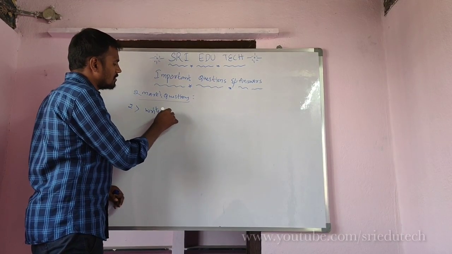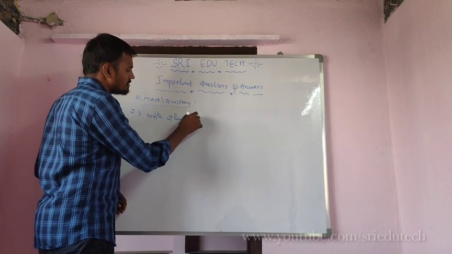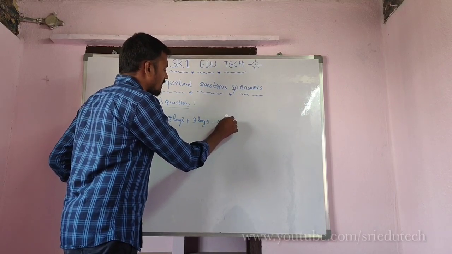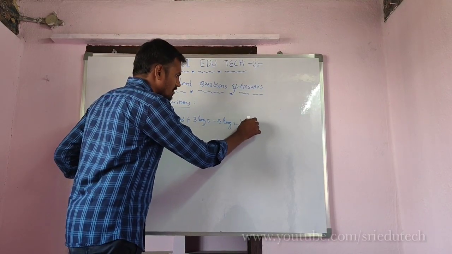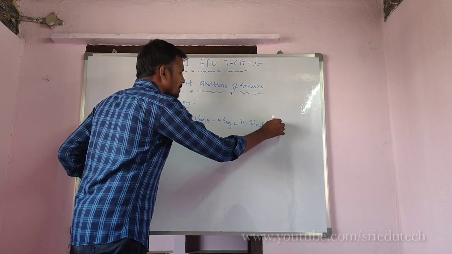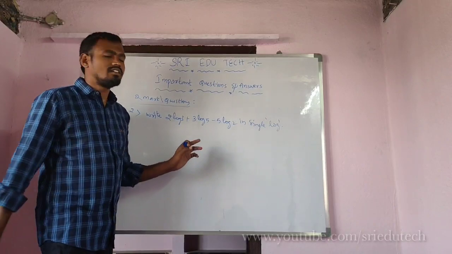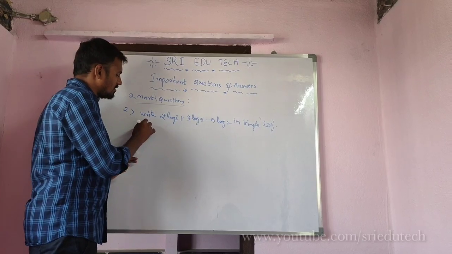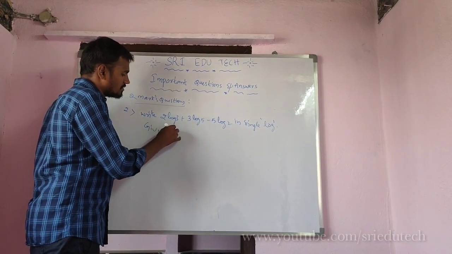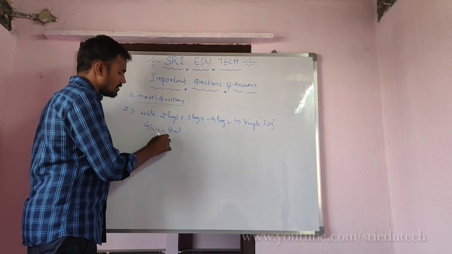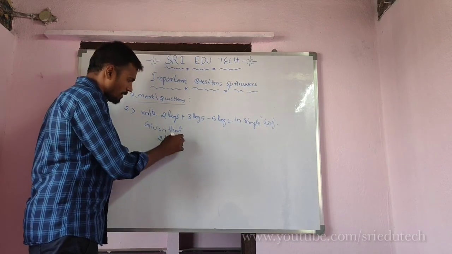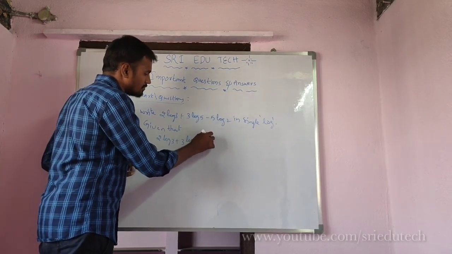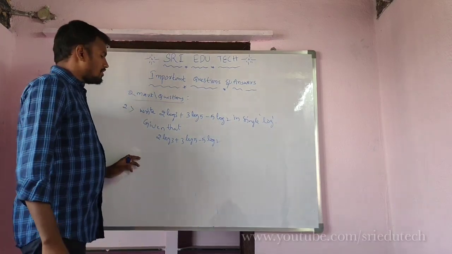Write 2 log 3 plus 3 log 5 minus 5 log 2 in single logarithm. Write this term as a single logarithm. Very simple. Given 2 log 3 plus 3 log 5 minus 5 log 2. You know already the formula.